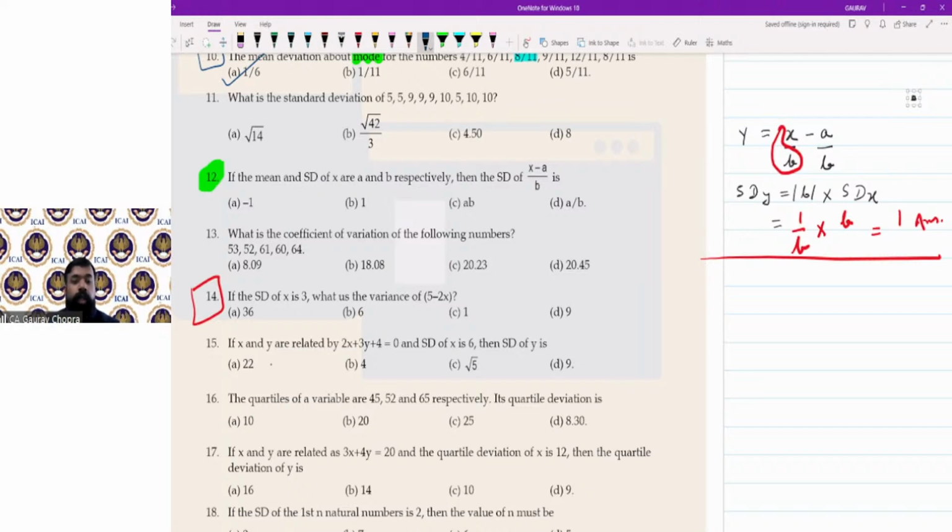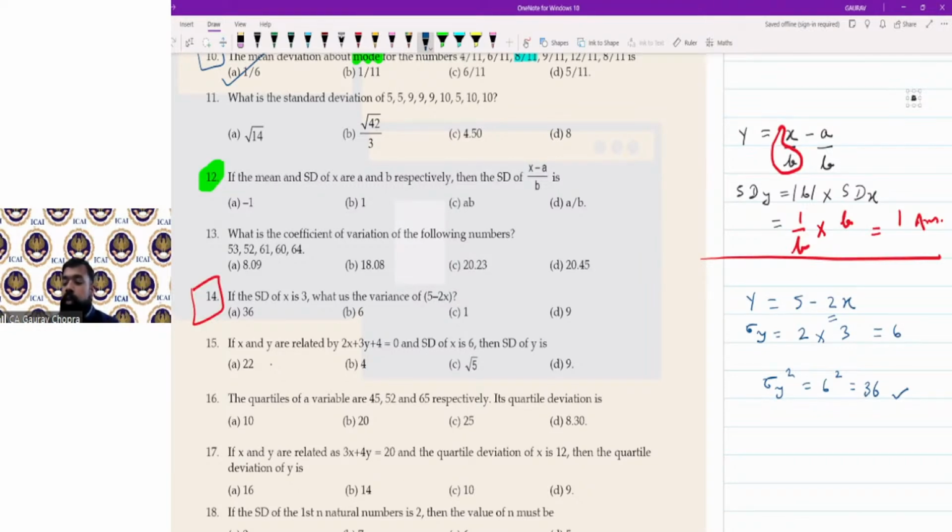The given equation is basically y equal to 5 minus 2x. Now, if we have to calculate the standard deviation of y, it will be mod b, that is 2, into the standard deviation of x, which is 3. It gives 6. So sigma y is 6. But we don't require standard deviation, we require variance. Therefore, we will square both sides. So sigma y square is equal to 6 square, which gives 36. So the correct option is 36.